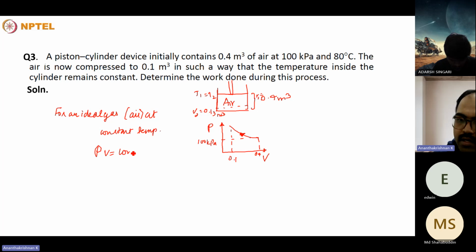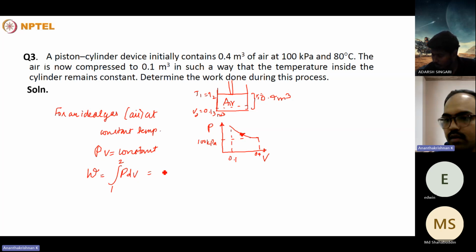PV can be written as a constant. So work done is equal to, it's a closed volume process. It's a closed system process. So it can be written as the integral from 1 to 2 of P dV. If it were an open system, we would have written work done as minus the integral of V dP. So it's a closed system, therefore we have to write it as P dV.